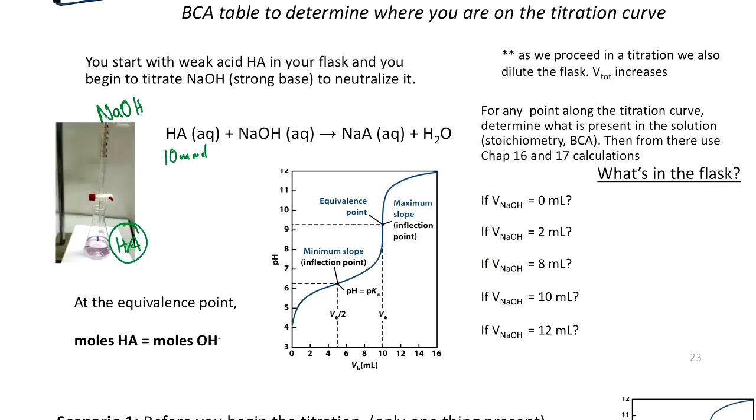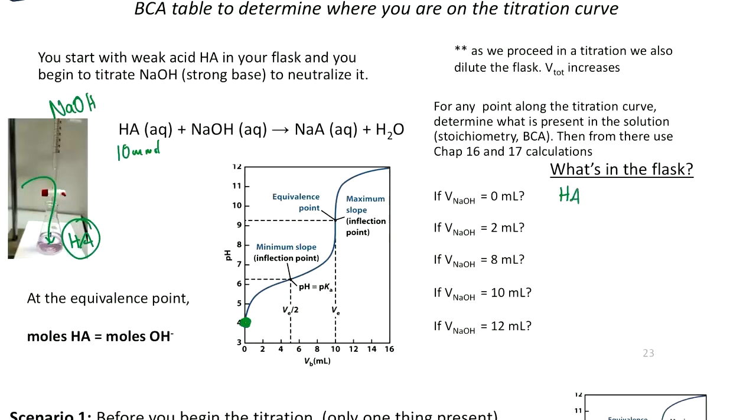At the beginning of my titration, right here, before I add any base at all, if I put a pH probe into it, the only thing in my flask is HA. I haven't added any base. Do you know how to calculate the pH of something that's just a weak acid? Yeah, that was from chapter 16. You just do x squared over initial concentration equals Ka. That's your pH. As long as you know the concentration of your weak acid, you can calculate the pH because HA is the only thing in there.